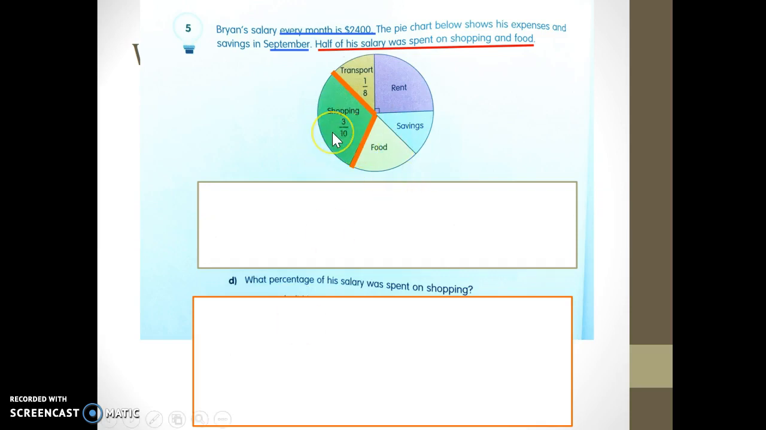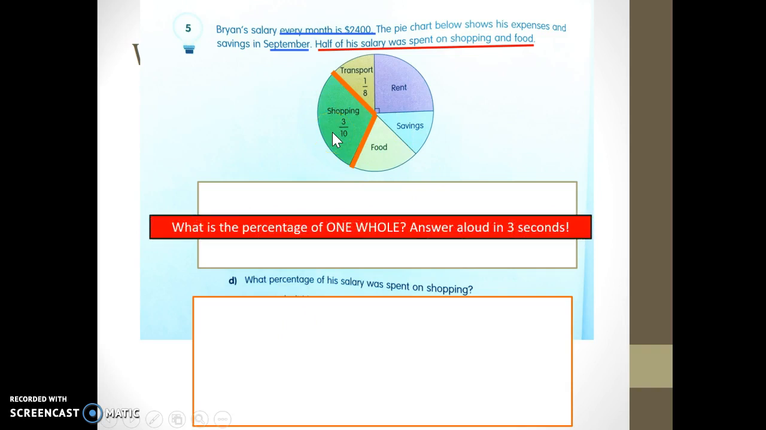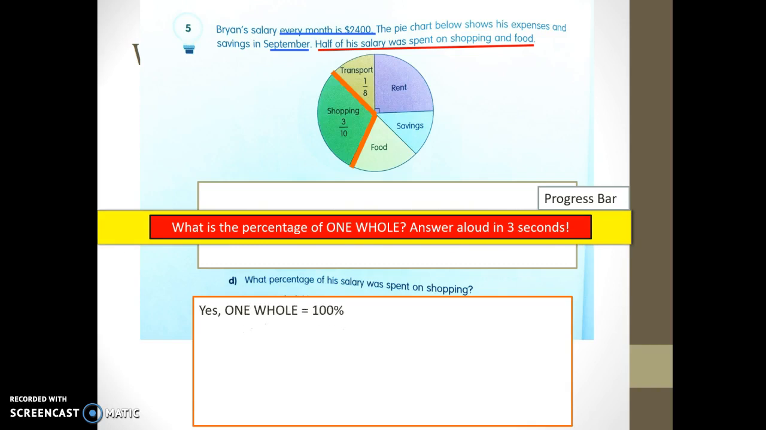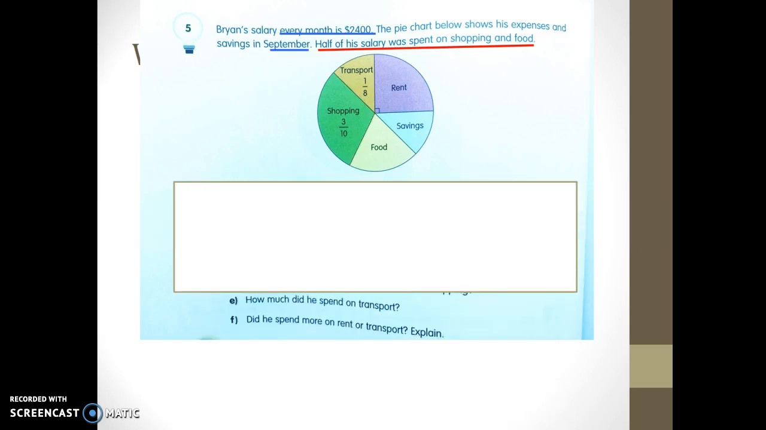Right here. 1 is a percentage of one whole. In 3 seconds, answer it. 1, 2, 3. Yes, it is 100%. Since Brian spent 3/10 of his money shopping, the percentage he spent shopping is 30%. For those who are really fast, you don't even need to do any working for this, just write 30%.